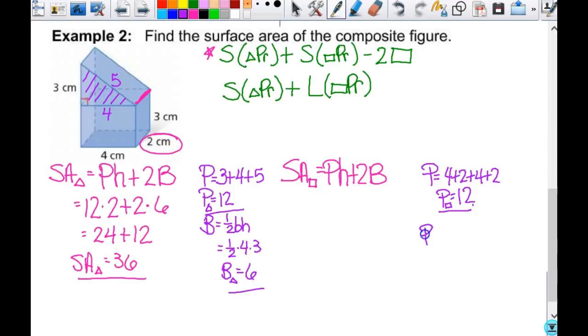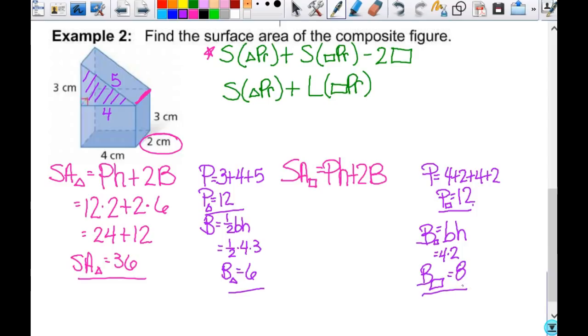All right, then big B, what's your big B formula? Base times height. And what's the base and the height? Of what? What do I want the base and the height of? The rectangle. What's the base and the height of the rectangle? 4 and 2. So this is 4 times 2. So big B for the rectangle is 8.